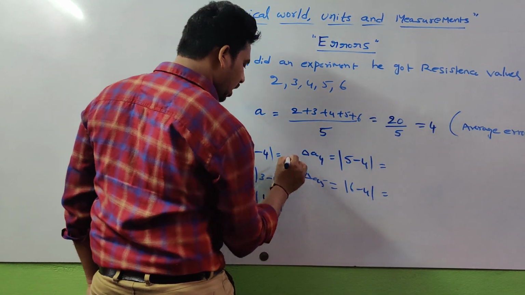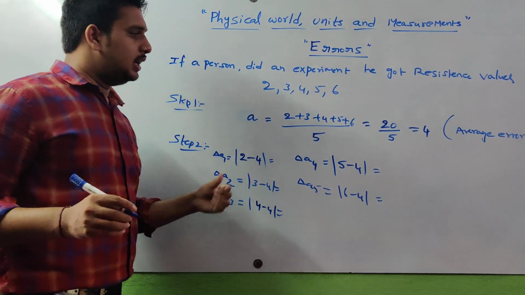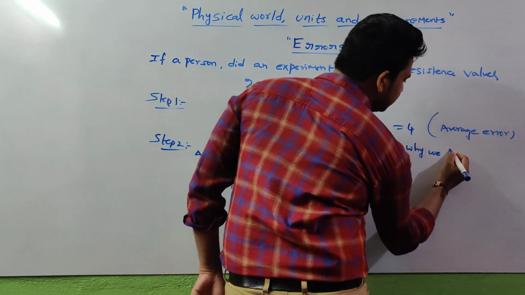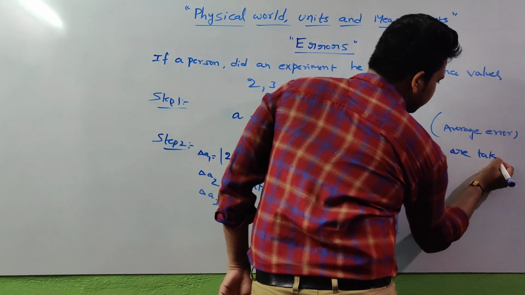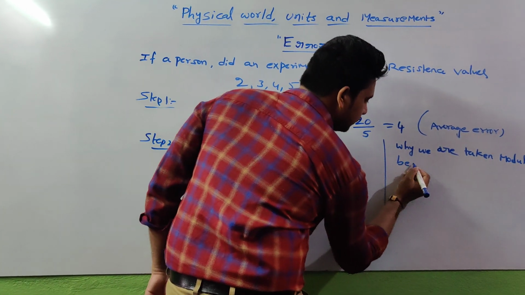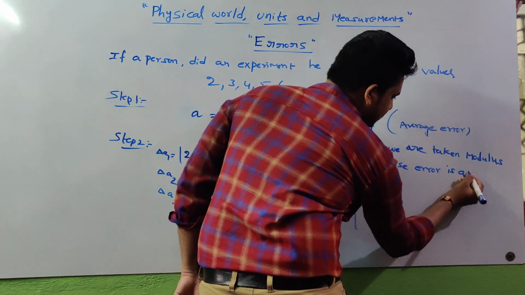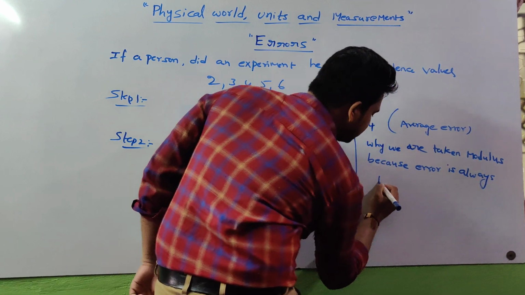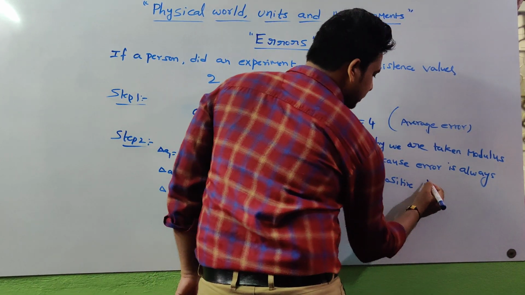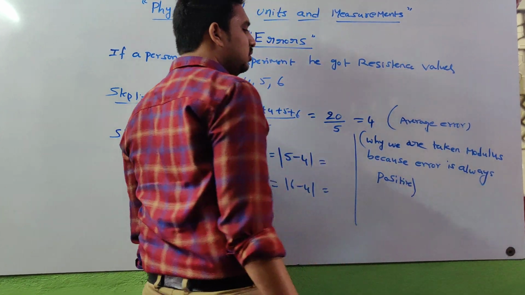So now you may have a doubt here. What is the doubt? Why are we taking the modulus of the error? Because error is always positive. Error is always measured as positive. Error values are always positive.